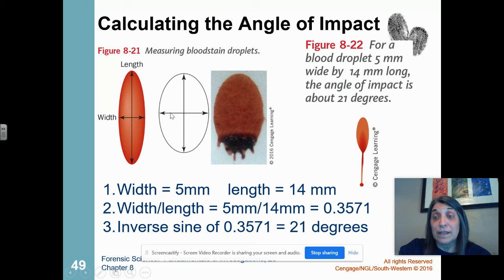You're going to have to do this today, so this is why I'm reviewing it. You calculated the angle of impact. You measured the width, like in this one, it was 5 millimeters. This should be in your notes if you took notes in class, your blood basics package. Oh yeah, make sure you have that too. The length was 14 millimeters. You divided it and got a decimal out to 4 decimal places. You used your calculator and came up with the inverse sine, and it was 21 degrees. So you're going to have to calculate this today.